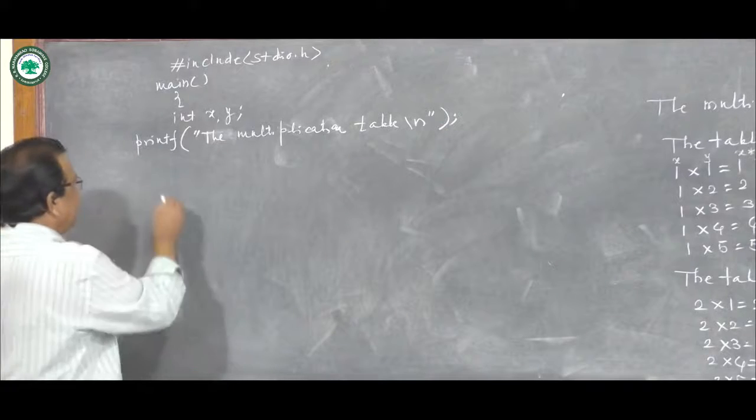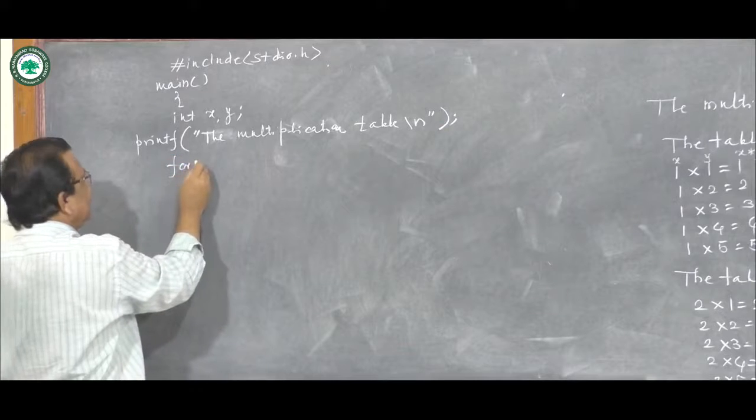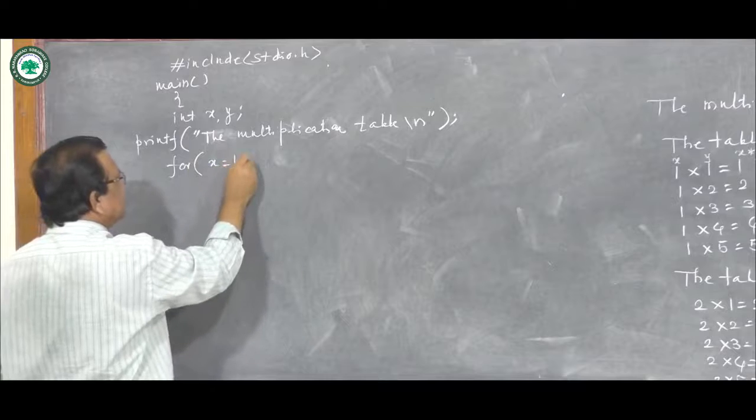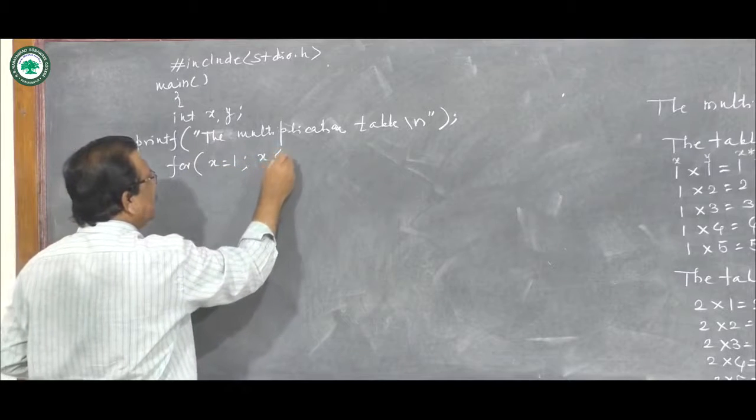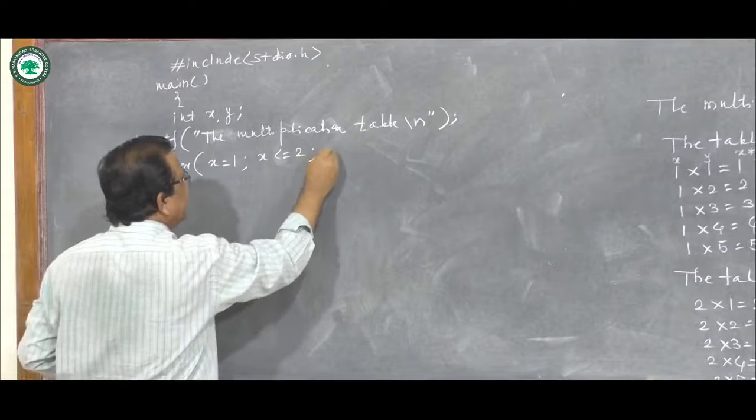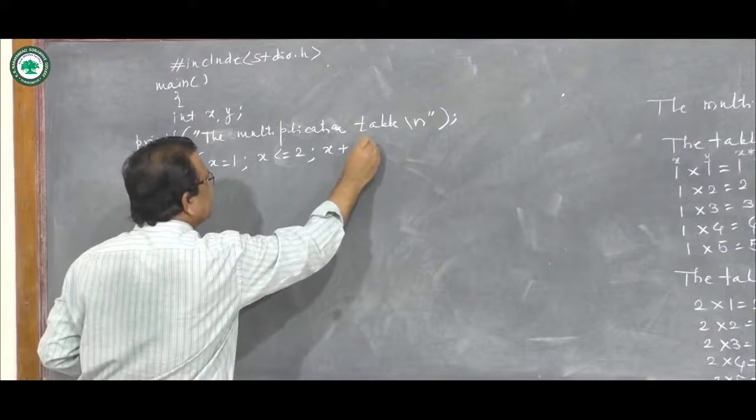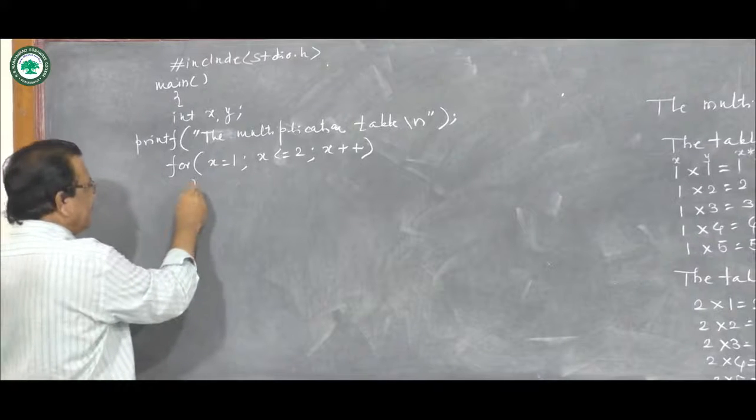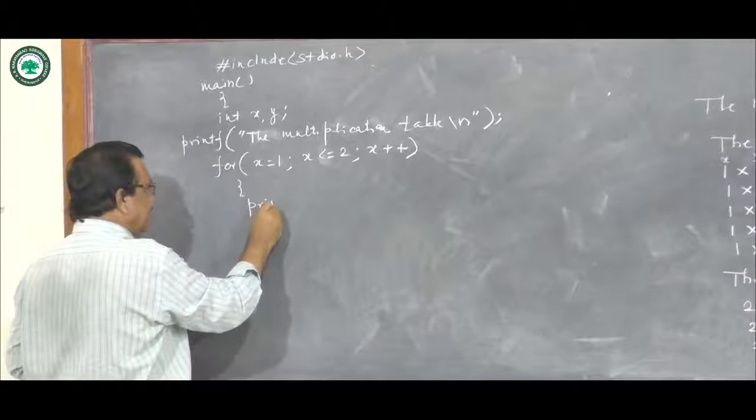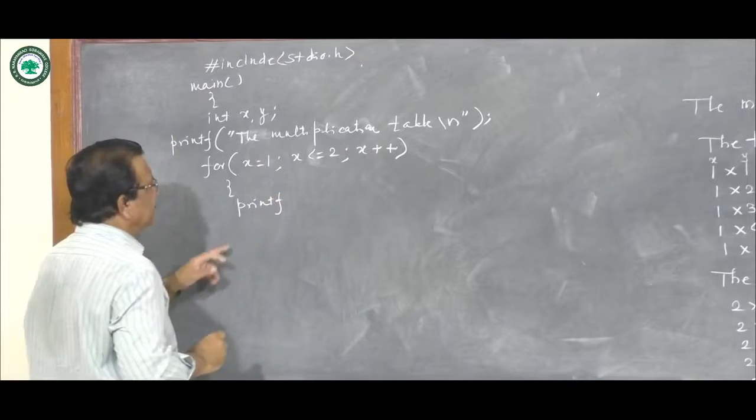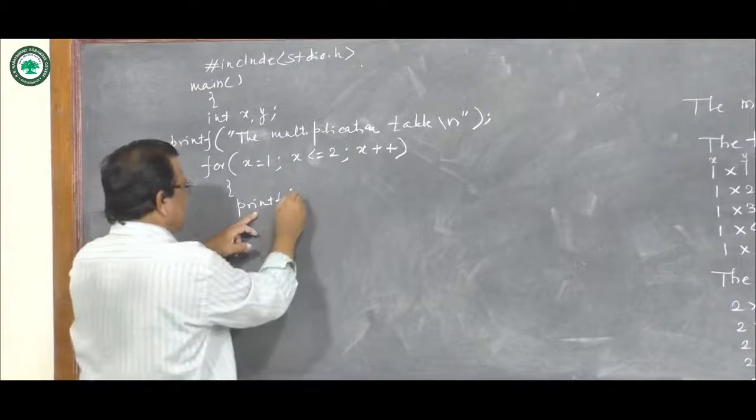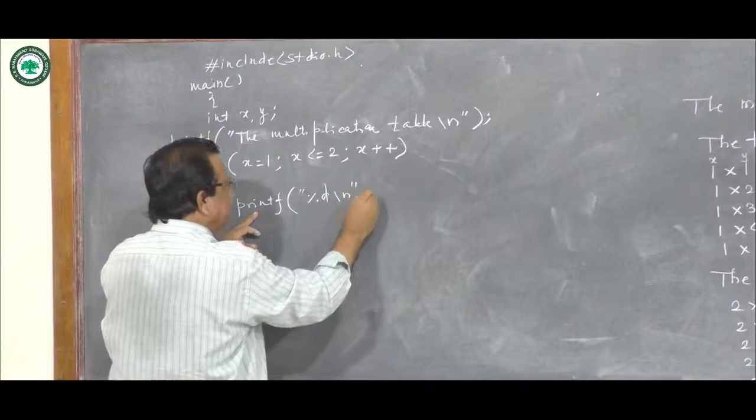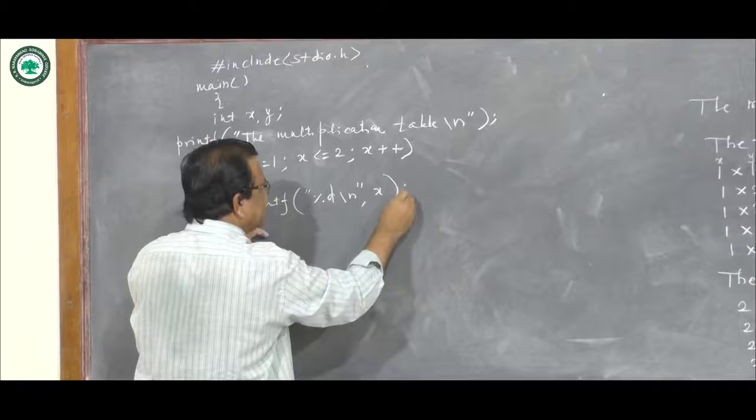Printf. Then I am writing for. Here I am writing x equal to 1 semicolon x less than or equal to 2 and then x plus plus. After for there is no semicolon. Here I am writing printf percentage d slash n, where I am printing the current value of x, isn't it?